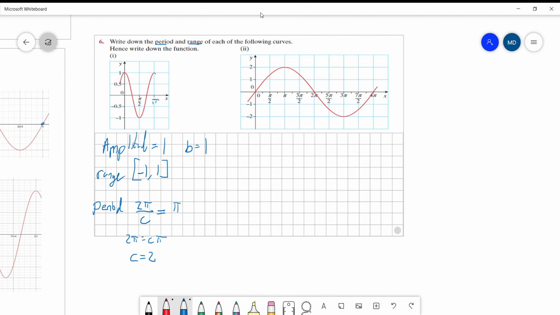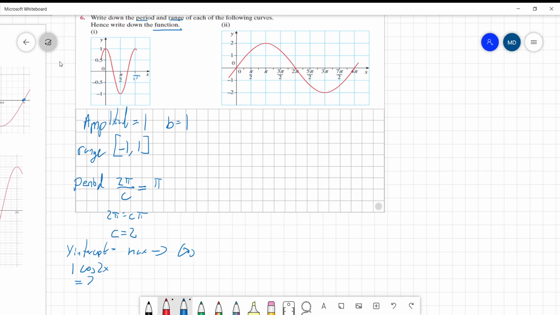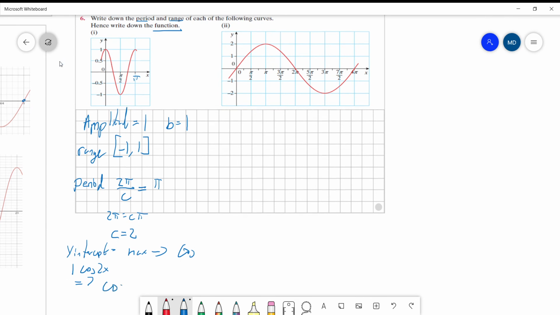Then we're asked hence to write down the function. So what we need is to decide whether it's sine or cos. Because the y-intercept is the max value, therefore it's going to be cos. So the final thing we'd have to say is b equals 1, c equals 2, so it's 1 by the cos of 2x, which you can simply say is cos 2x, that's perfectly okay. Okay, that's the first one. Let's look at the second one now.